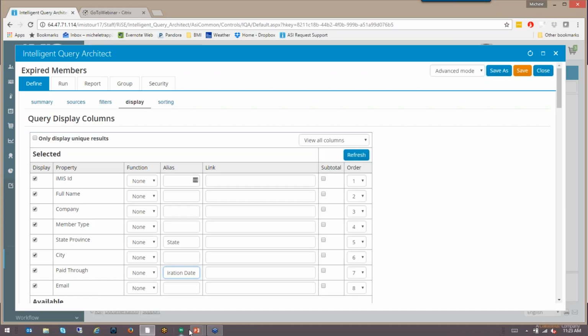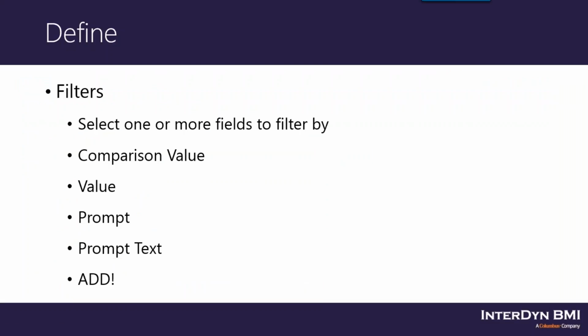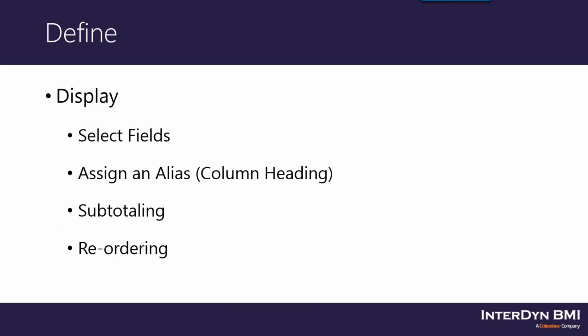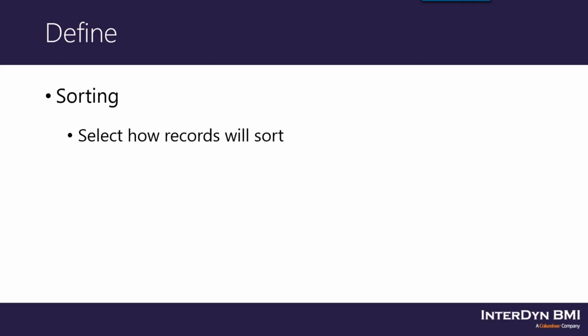So I have those pieces, and let's just refer back here. We talked about the filters. We select the fields. We can assign an alias, that's the column heading. There is the ability to do subtotaling, and that's one of those things that's kind of an advanced topic. And then we can also reorder those columns to say, I want this to be the first column, this to be the second column, and so forth. And then the last piece is the sorting.